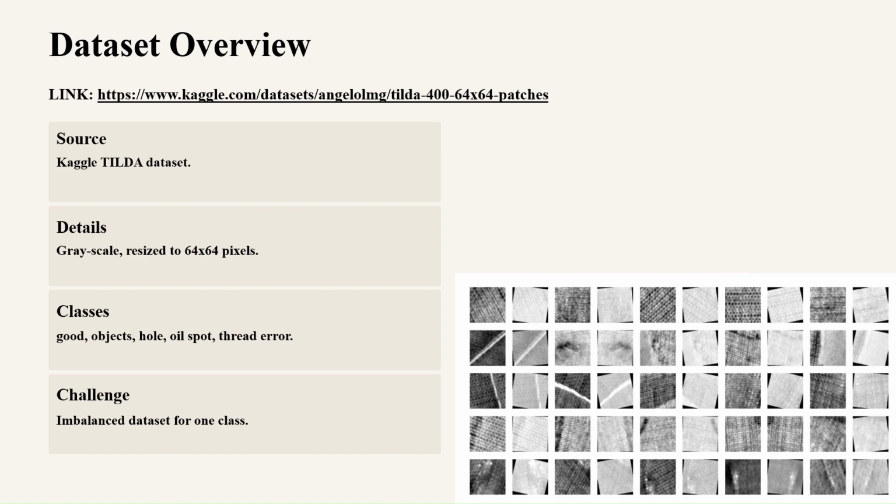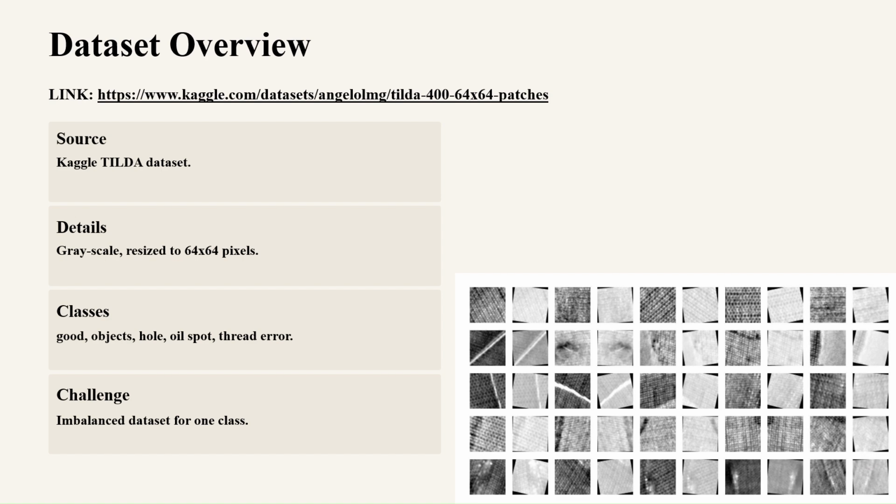Now, the dataset we have taken from Kaggle. So from Kaggle we have taken the EILDA dataset, which is basically a wide dataset for fabric defects, with many good images, but very few images with the defects, that is object, hole, oil spot, or thread errors. But for good, it is much more. So the dataset has one challenge to deal with, that is, it is imbalanced.